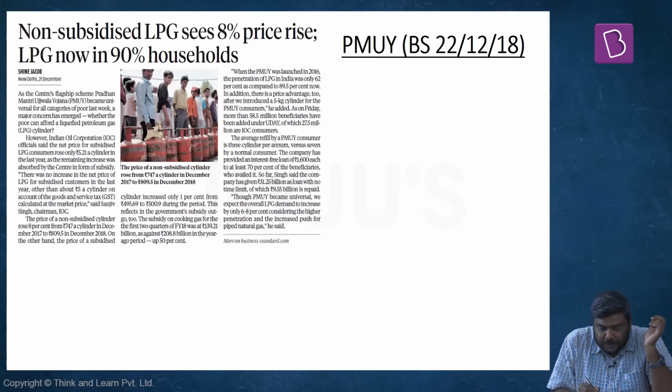The next article is related to PMUY, which is a Yojana launched by the Government of India.